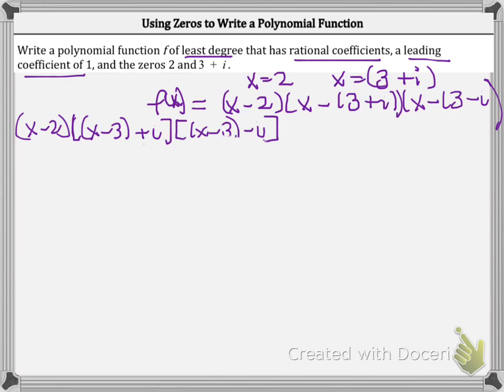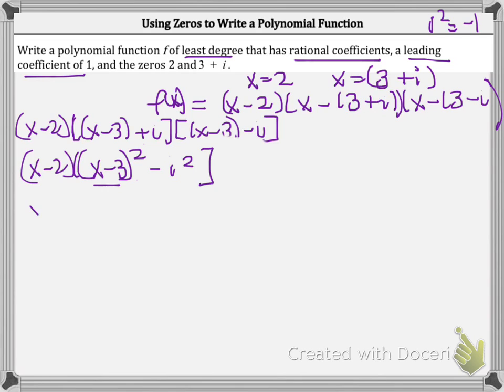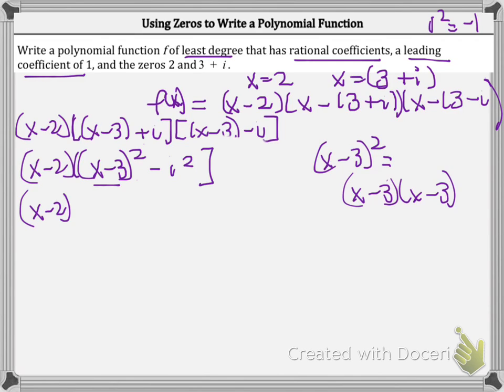So let's simplify this. This is x minus 2, and then the first part, our a, is x minus 3, squared, minus i squared. Okay, and then we remember that i squared equals -1. So simplify this further. x minus 3, we need to expand that. And remember that pattern. x minus 3 squared is the same as x minus 3 times x minus 3, which is also our a minus b squared pattern. So this would expand to x squared minus 6x plus 9.